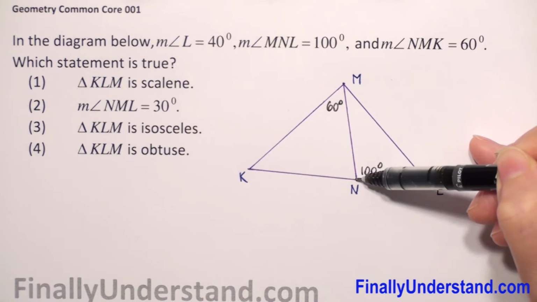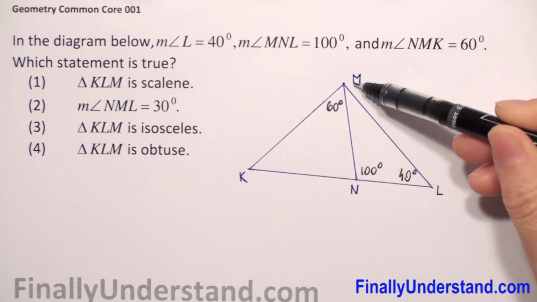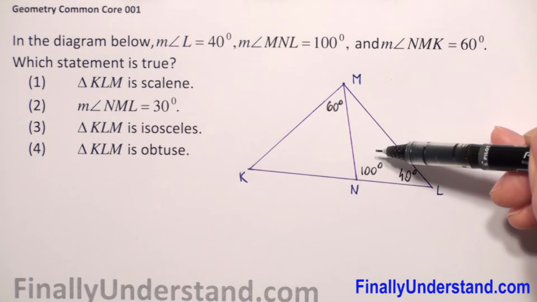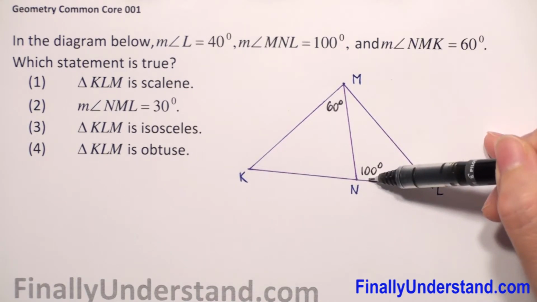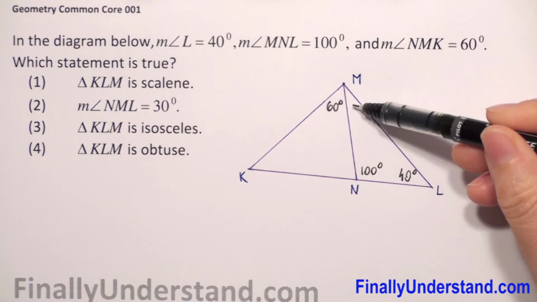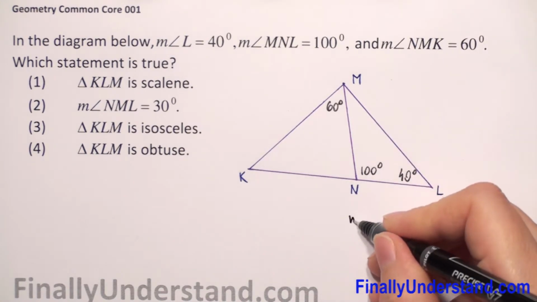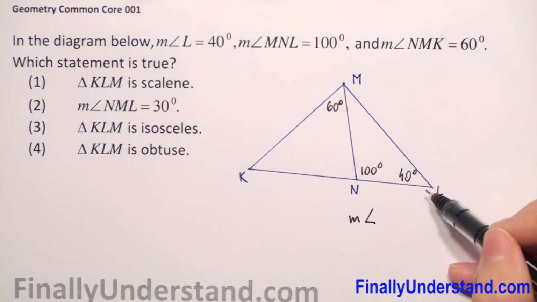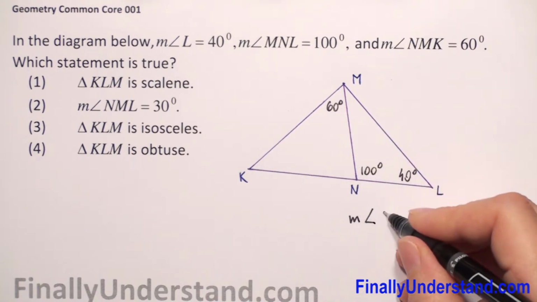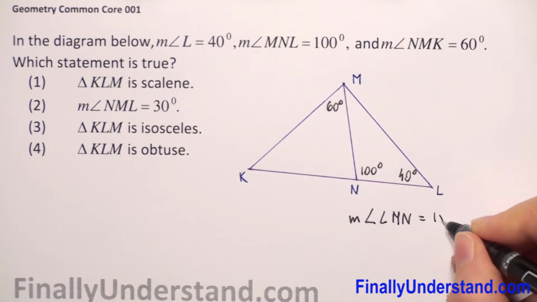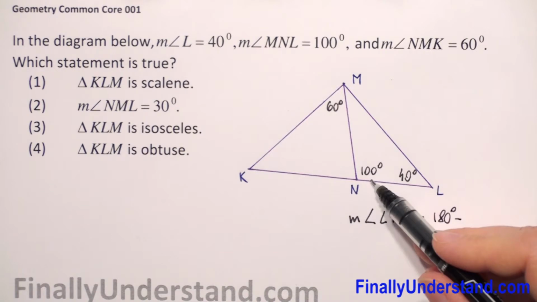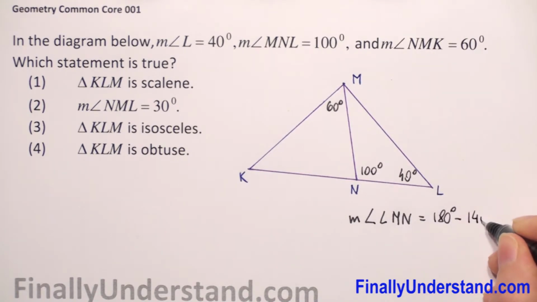This segment divides our triangle KLM into two triangles, and we know that the measure of interior angles of a triangle is 180 degrees. So because this angle is 100 degrees, that is 40 degrees, measure of angle LMN will be 180 degrees minus 140 degrees. So this is equal to 40 degrees.